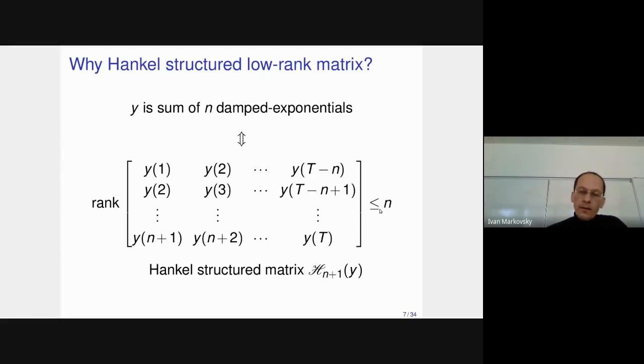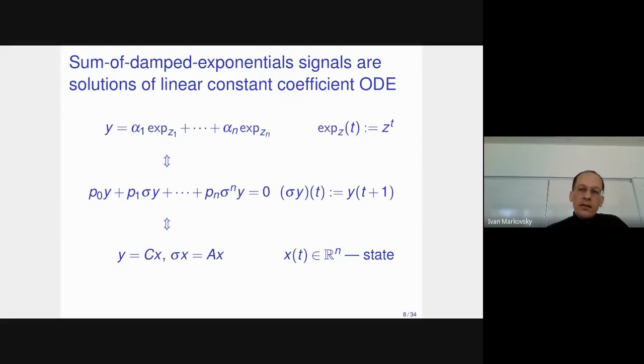And this is directly related to having a model behind the data. So this model, as I stated, is a sum of damped exponentials. So the signal y is a weighted sum of exponential functions. And the parameters of this model are the frequencies of these exponentials, they're complex exponentials.